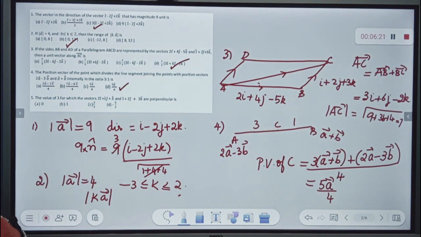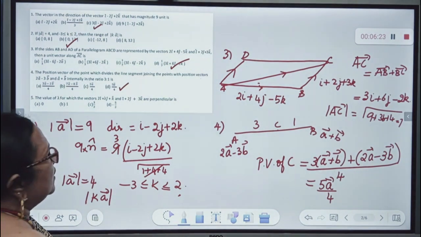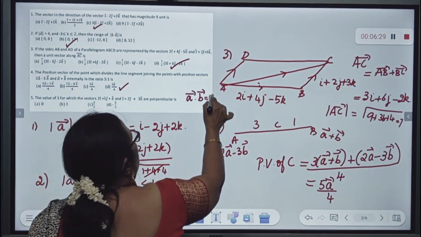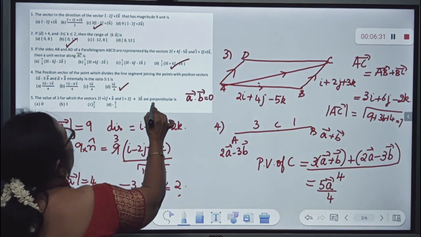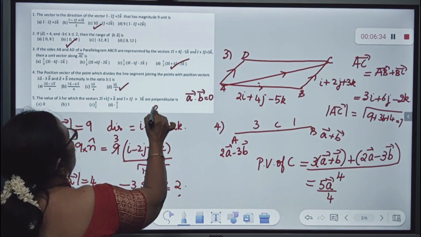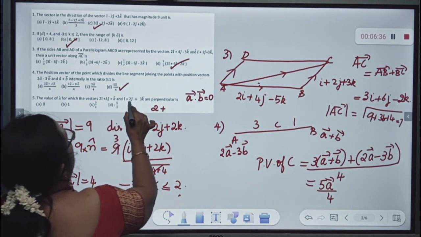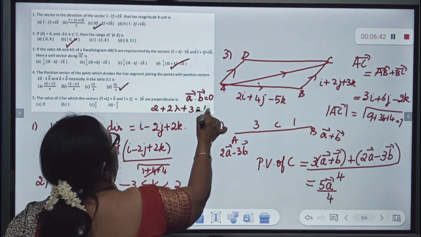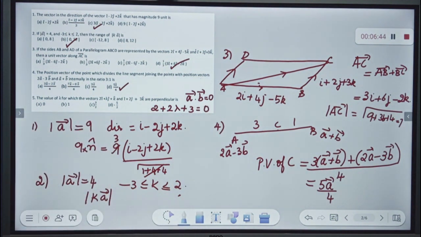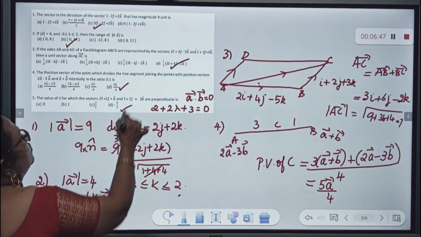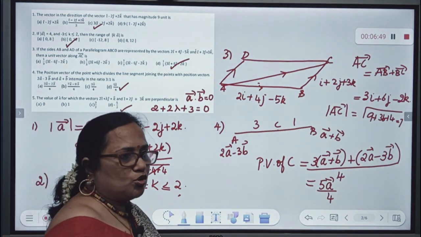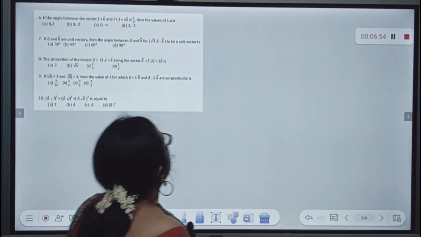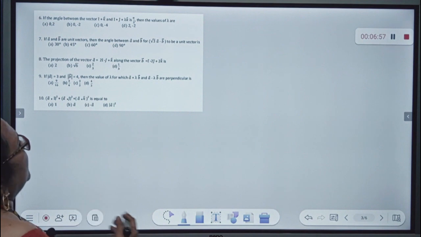The last one: you have to find lambda for which two vectors are perpendicular. If two vectors are perpendicular, you know that a dot b is 0. So when I take the dot product, I will get 2 plus lambda times 2, which is 2 lambda plus 3, equal to 0. So 2 lambda plus 5 is 0, and lambda will be minus 5 by 2. I hope you understood all these problems and you are clear with the concepts. Let us look at the next set of problems.